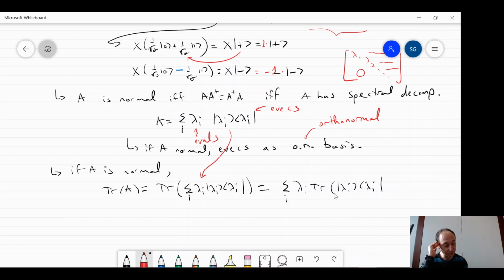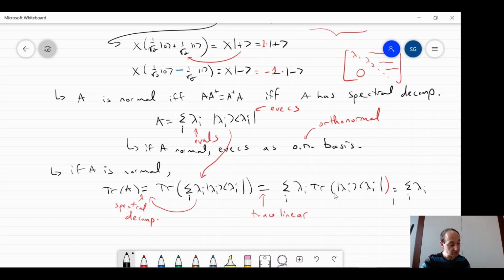Why did I just move this sum out over here? By the way, let me also write down the reasoning for these. Okay, why does this hold? Well, because the trace is linear, I can move the sum in and out. And so what is this equal to? Well, then this is just the sum over i, lambda i, and the trace is cyclic, so you can turn the bra ket into a ket bra.